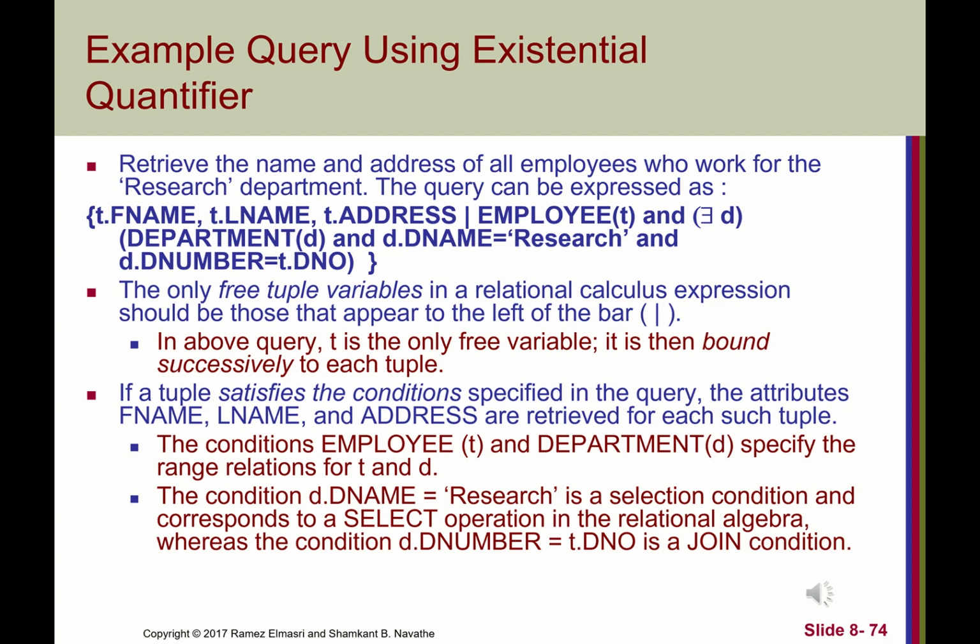The condition d.name = 'Research' is a selection condition and corresponds to a select operation in the relational algebra, whereas the condition d.number = t.dno is a join condition.